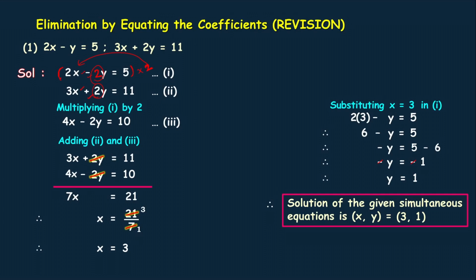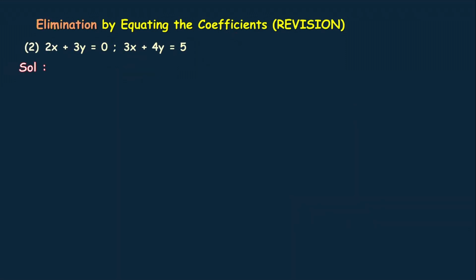Okay, that's how you can equate the coefficients even when they are not the same. Let's try one more. So this is our next problem: 2x plus 3y is equal to 0 and 3x plus 4y is equal to 5.